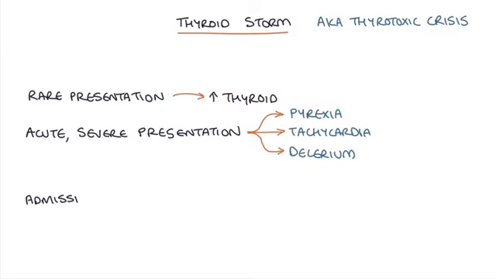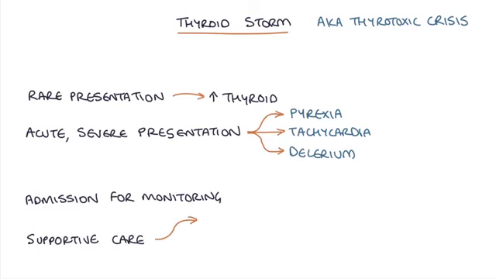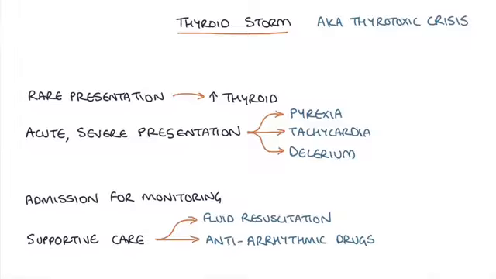It requires admission for monitoring, and it's treated pretty much the same way as other presentations of thyrotoxicosis, although they might need more supportive care with fluid resuscitation, antiarrhythmic drugs if they've gone into AF or some other arrhythmia due to the thyrotoxicosis, and beta blockers can be helpful to treat the symptoms.